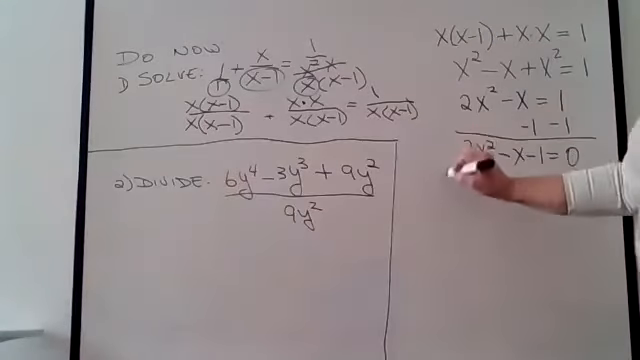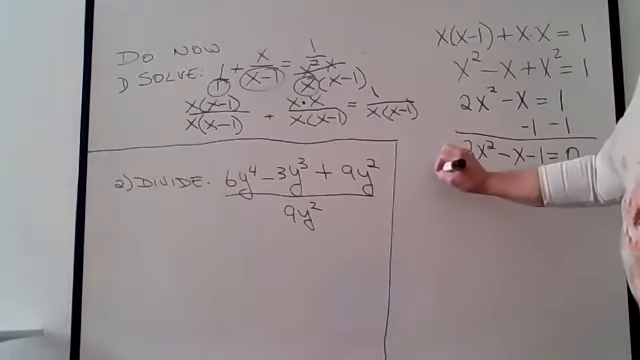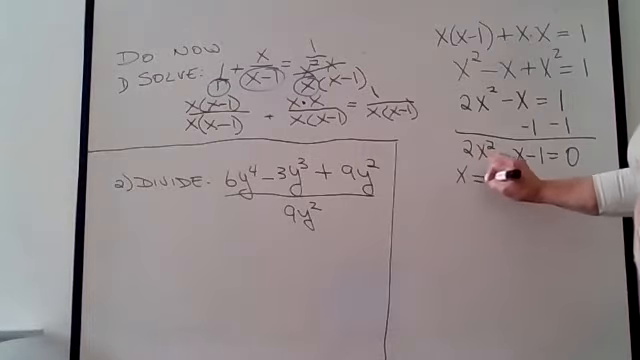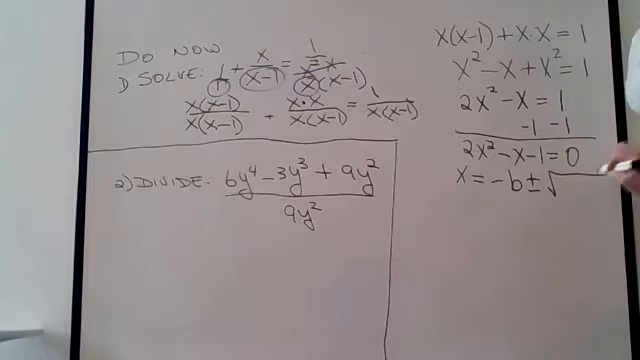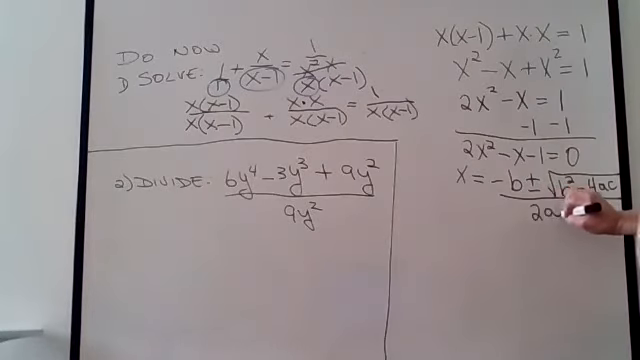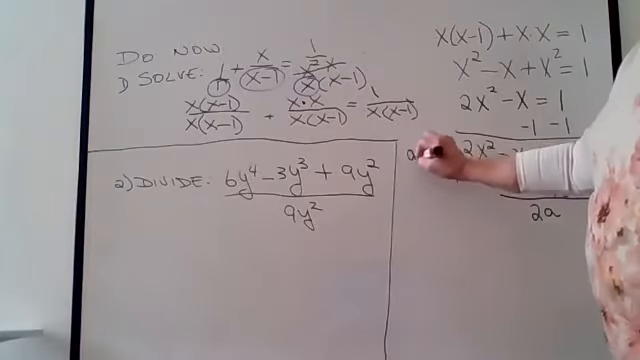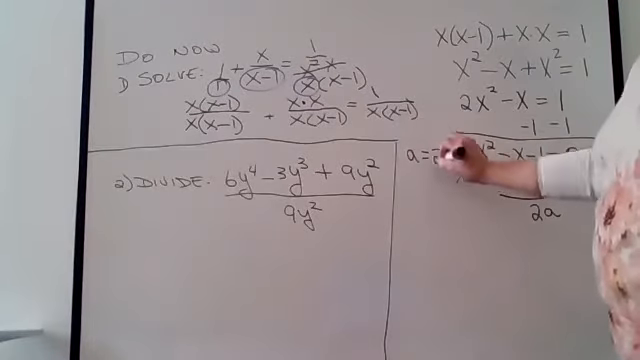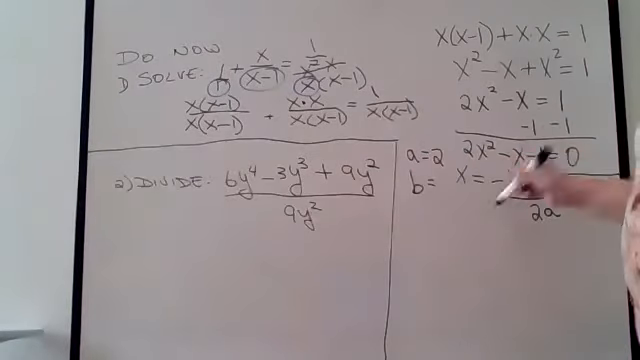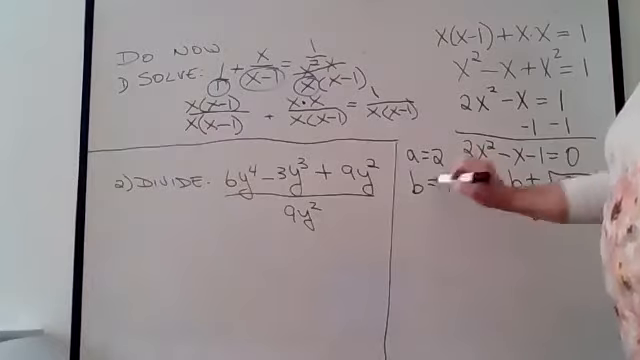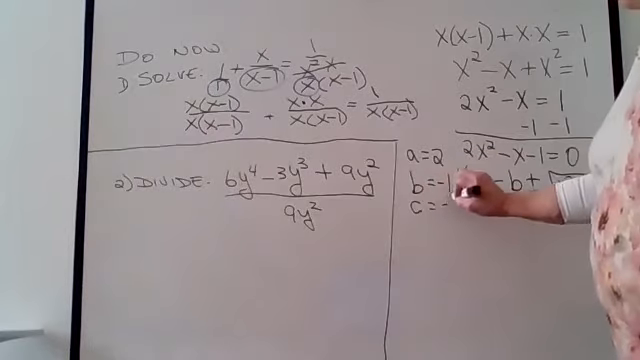Okay, if I'm using the quadratic formula, I better write it down. The quadratic formula is x equals negative b plus or minus the square root of b squared minus 4ac, all over 2a. And in this case, my a is the 2. The b is the number that's in front of the x, which is a negative, so that's really a negative 1. And the c is also negative 1.